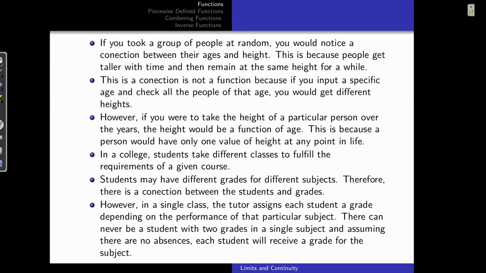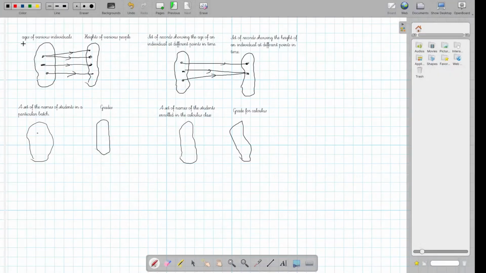If we look at the ages of various individuals in one set and the heights of those people in another set, two people of age 22 might have different heights. So for example, if we consider this batch, there are people with the same age but different heights. One age may get related to several heights, so it's not a function.